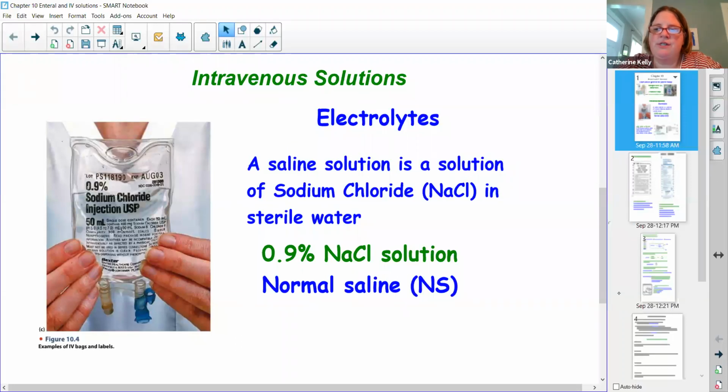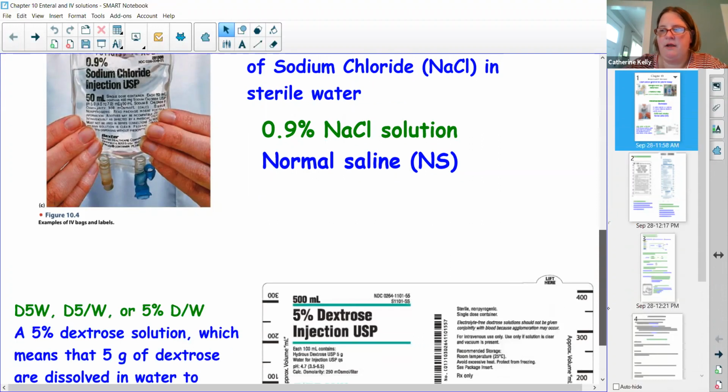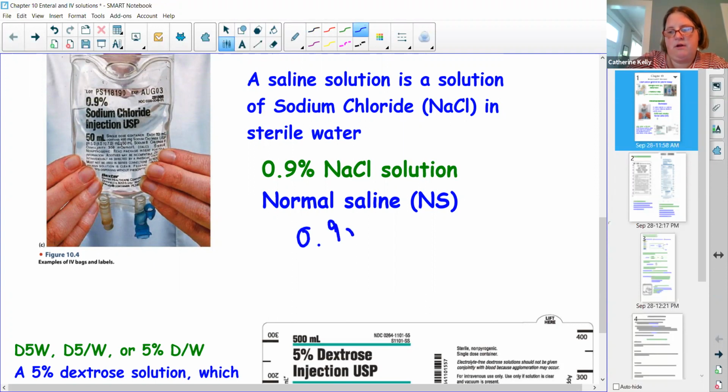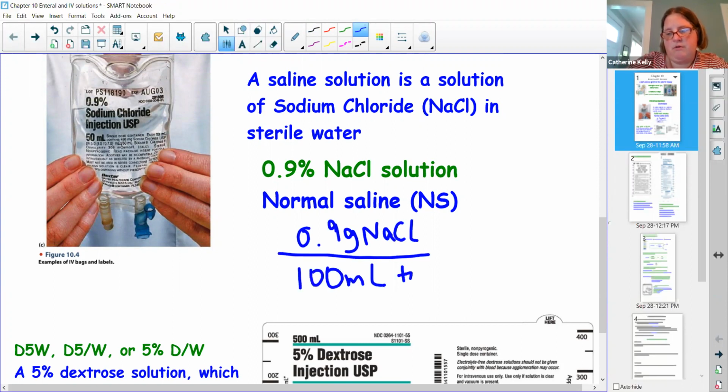A saline solution is a solution of sodium chloride in sterile water, and it has 0.9% NaCl solution. So what does that mean? It means that there are 0.9 grams of NaCl for every 100 milliliters of solution. That's normal saline.